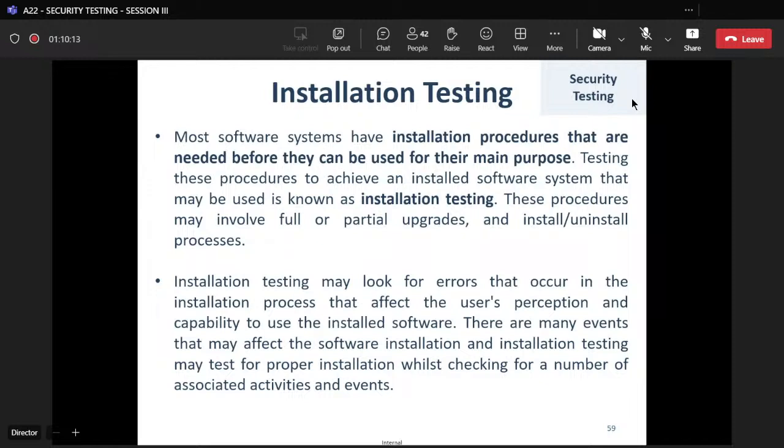And if there are any errors, because sometimes if you want to upgrade to the next version, some of the previously installed modules need to be removed completely. Then only the system will be able to work fine. So those requirements will be verified and tested in this particular installation testing.